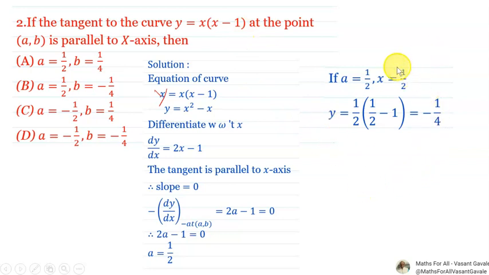And the point किती मिळेल तुम्हाला तर 1/2 and minus 1/4. It means that a is 1/2 and b is minus 1/4. And hence option B हा या ठिकाणी कसा आहे तर तो करेक्ट आहे.